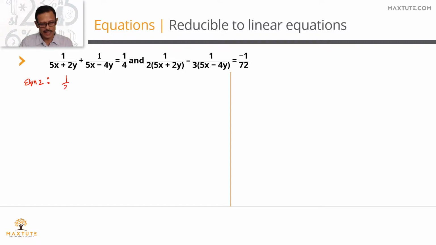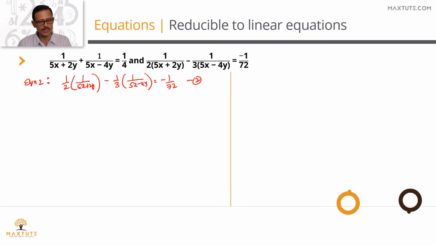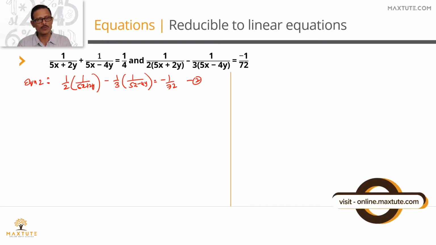So here it's going to be half into 1 by 5x plus 2y. So 1 by 2 times 5x plus 2y, I've taken the coefficient as half and rewritten the balance. Second part is minus 1 by 3 into 1 by 5x minus 4y. This is equal to minus 1 by 72. So equation 2 alone, I've rewritten it by taking the coefficients and the constant terms separately. Look at it, we have a 1 by 5x plus 2y term in both these equations. And we have a 1 by 5x minus 4y term in both these equations.